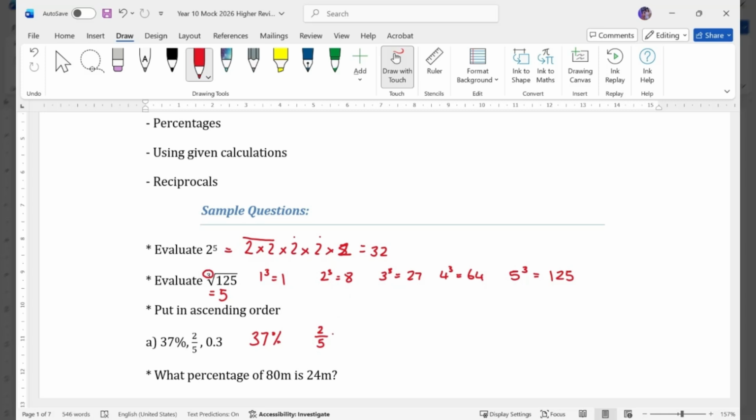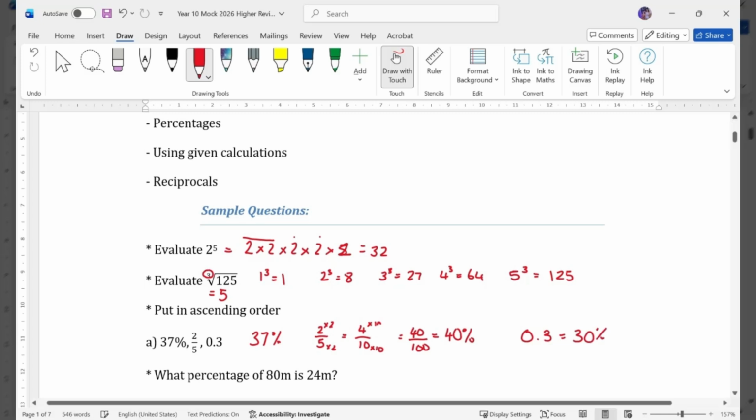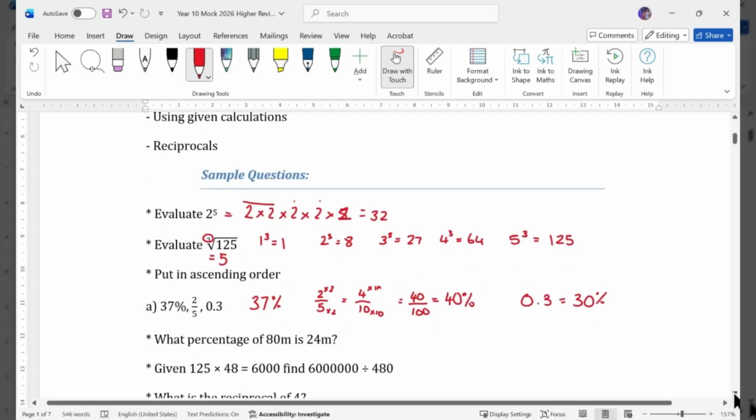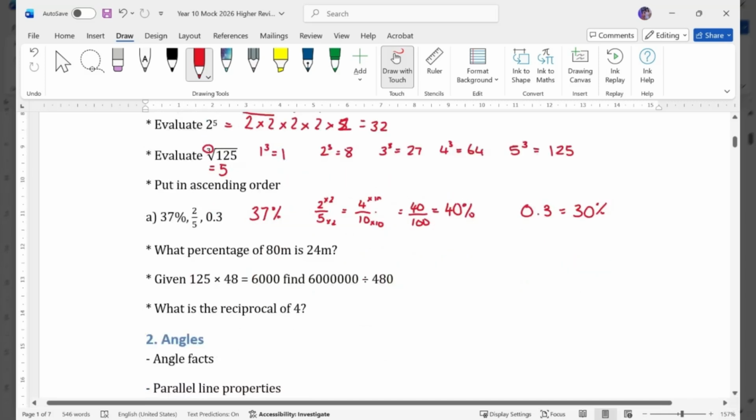Well, you could work out how many 5s go into 100 and go direct, or you could just times that by 2, which is sort of a shortcut. So go 4 over 10, and then times those by 10, and you're up to 40 out of 100, which equals 40%, so a little bit bigger than 37%, and then 0.3, which isn't 3%, but is 30%.